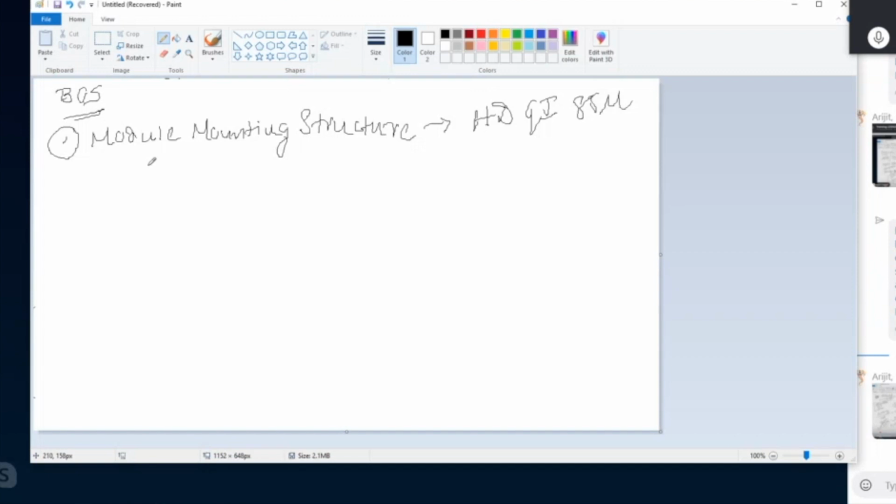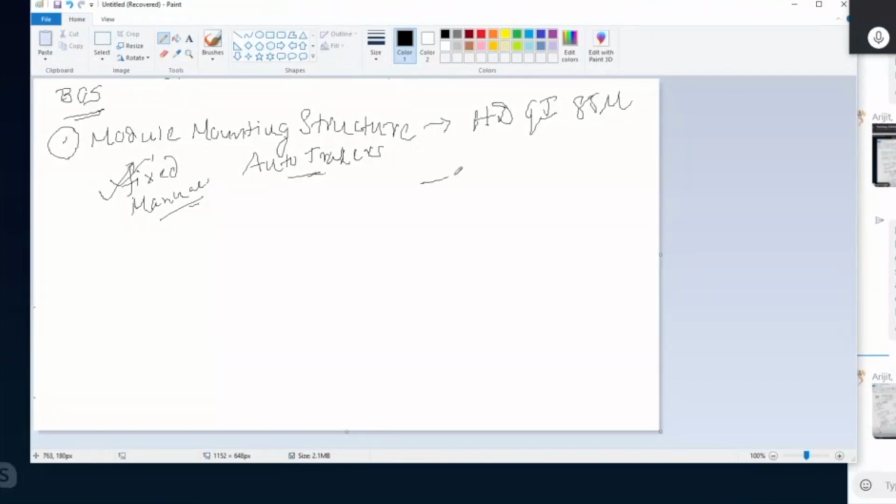Structure, as we know, for a small system we are going to go for a fixed structure. We are not going to go for an automatic tracker. Auto trackers cost very much, so we will only prefer it for larger ground mounted systems. So here we will set a fixed structure with manual tracking. Like if we wish, we can change it manually, but we need not do it with automation, right?